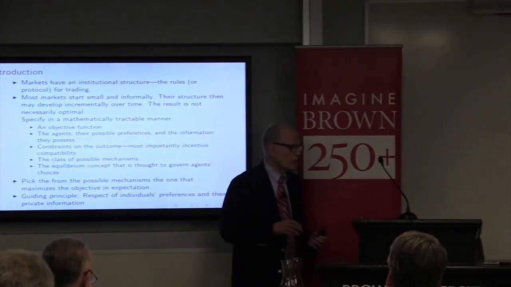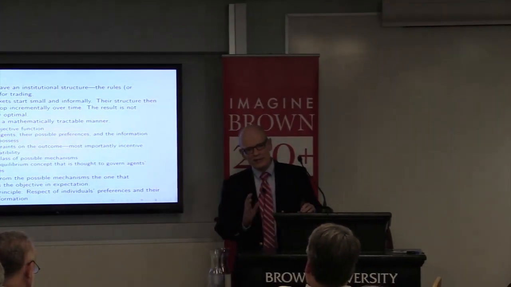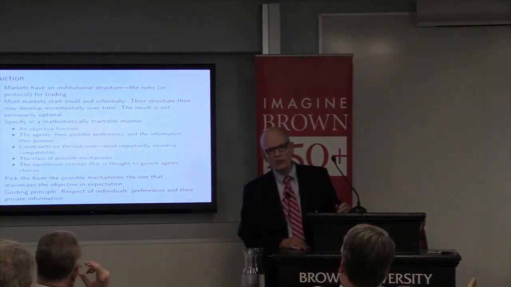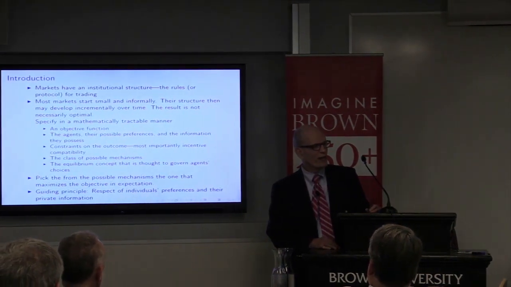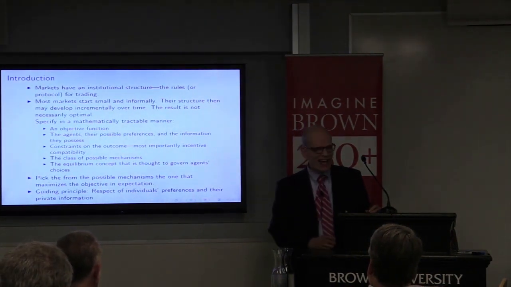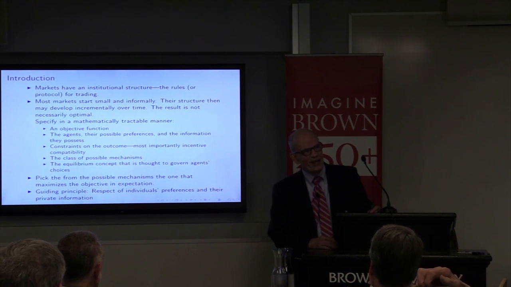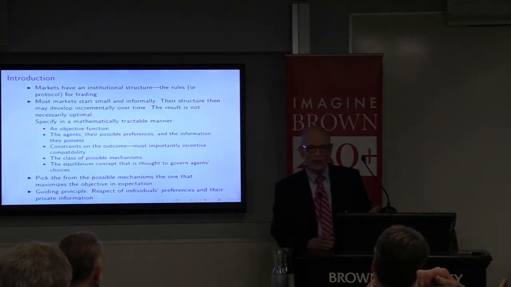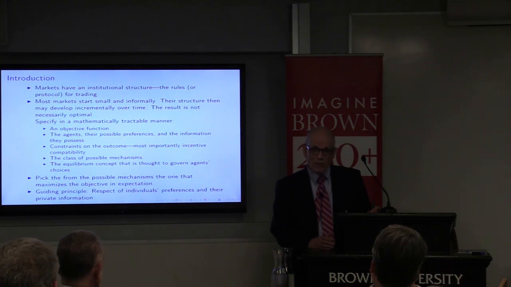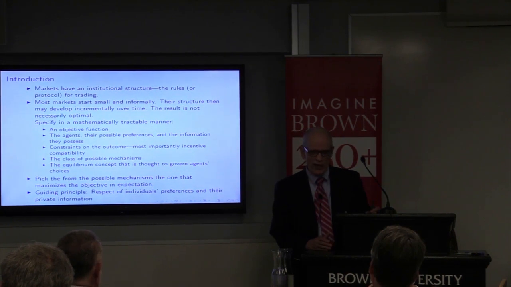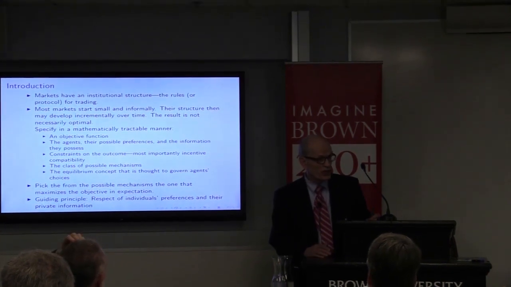Now, a guiding principle, and this is where computer science comes in and why computer scientists have an interest in this, is that we've got to respect people's private information and their preferences. You can't get around it. You can't make people tell you the truth, even if the CIA did think they could for a while. We have to set things up so that people will be willing to tell the truth, and willing to participate in the trade in the institutions that we set up.